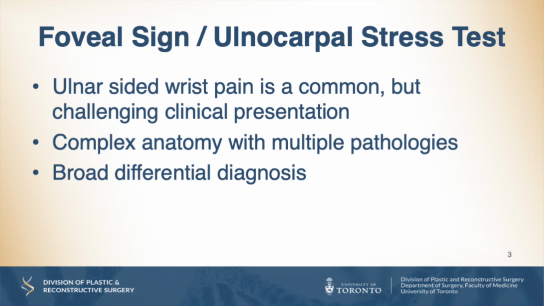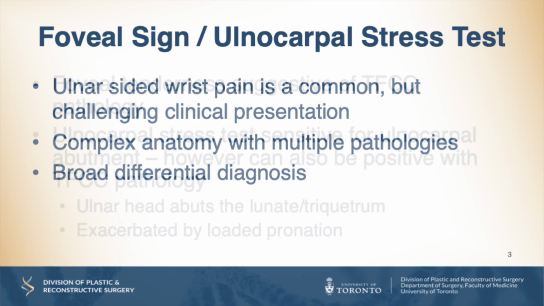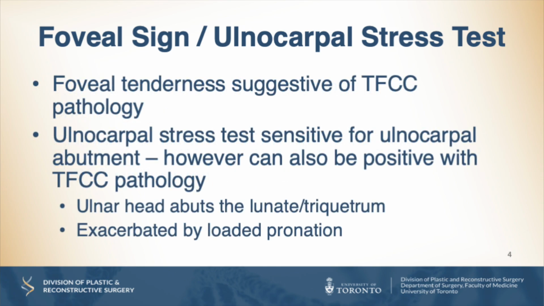Ulnar side of wrist pain is common but can be quite challenging to diagnose, as there are multiple pathologies with a broad differential diagnosis. The foveal sign, or tenderness elicited along palpation of the fovea, is suggestive of TFCC pathology. The ulnocarpal stress test was initially described by Nakamura, and if positive is indicative of ulnocarpal abutment, where the ulnar head abuts against the lunate and triquetrum. This test is also quite sensitive and can be positive in TFCC pathology as well.